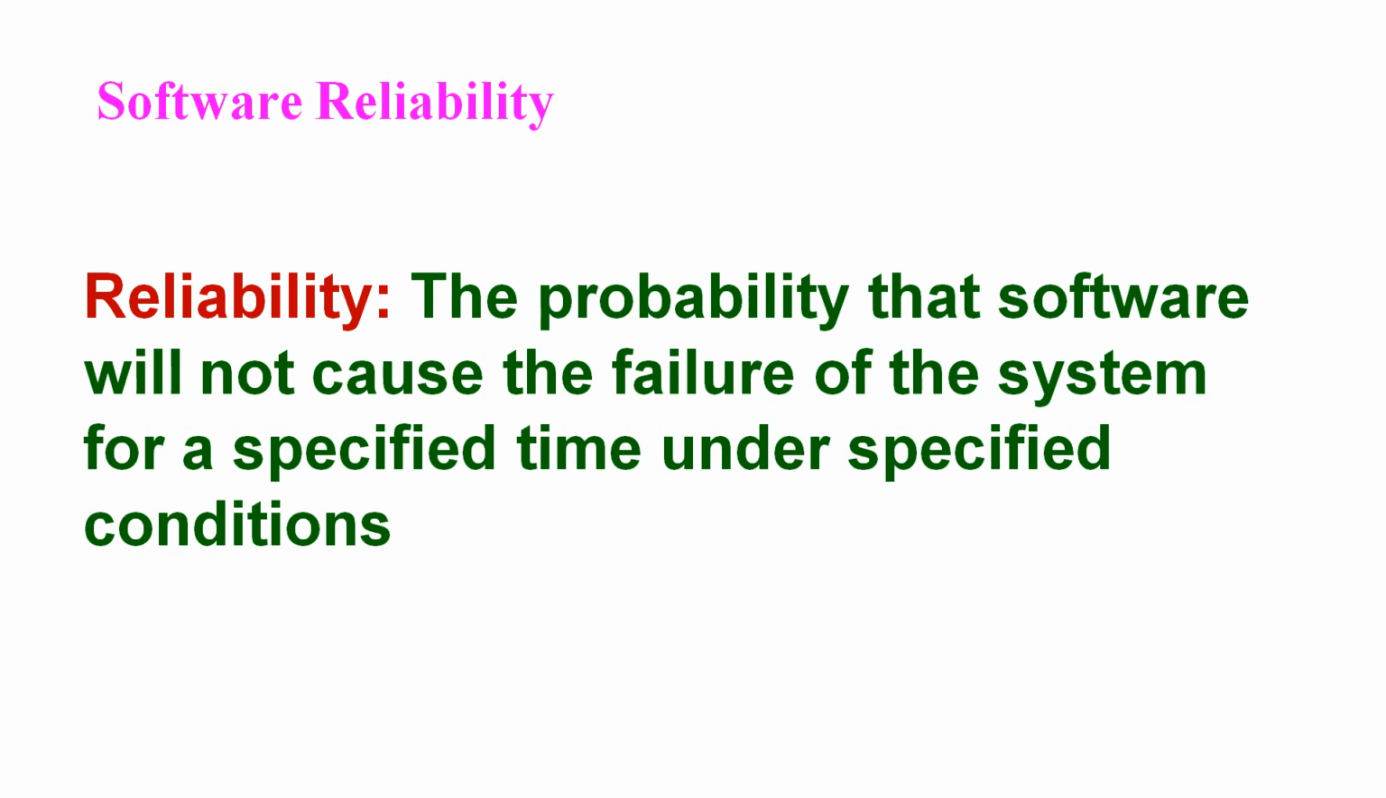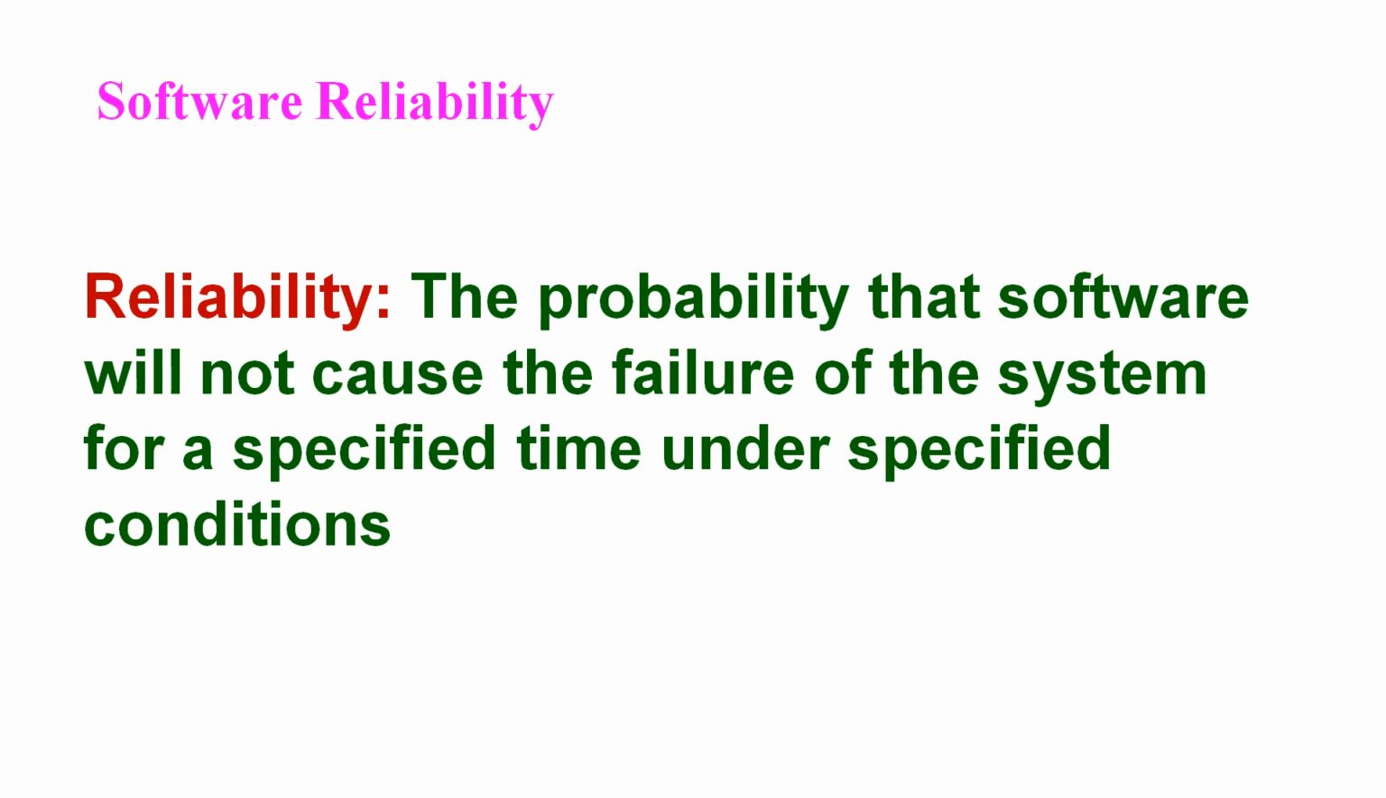The probability that software will not cause the failure of the system for a specified time under specified conditions is called reliability. Say for example, you are using a particular software. The probability that the software will not cause any failure in the operation while the user is using it, under specified conditions for a specified period of time, is called reliability. It is very important, software reliability.